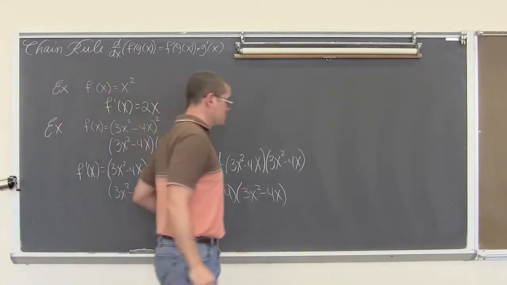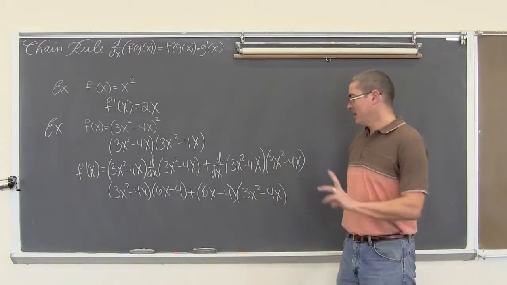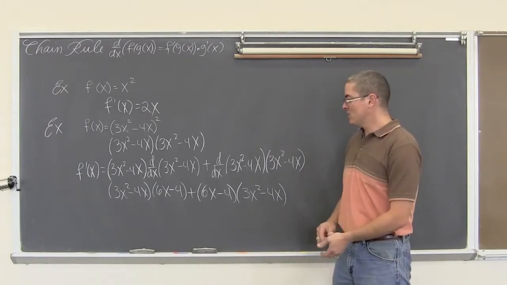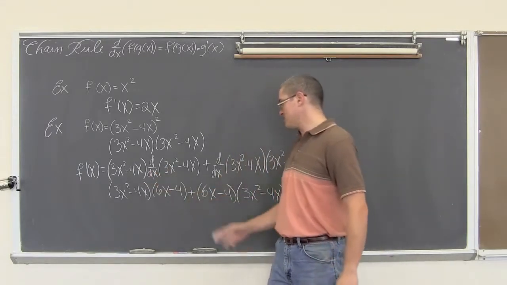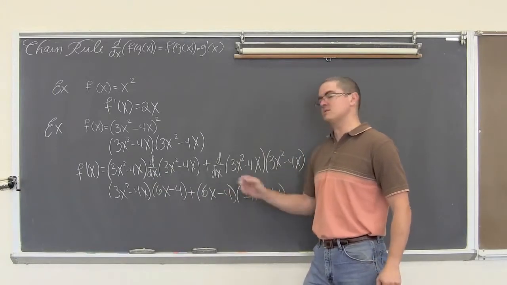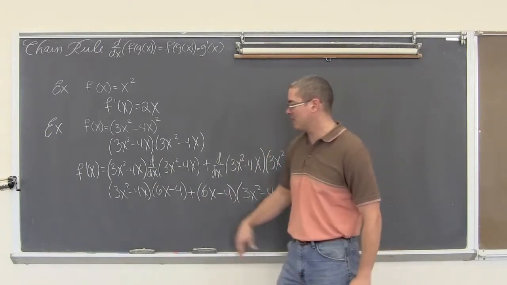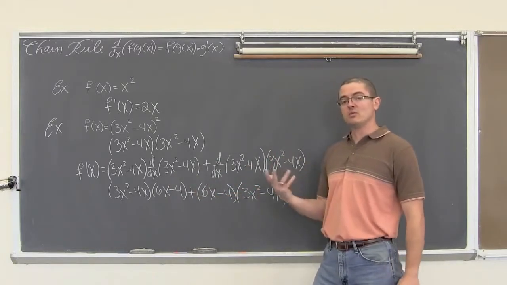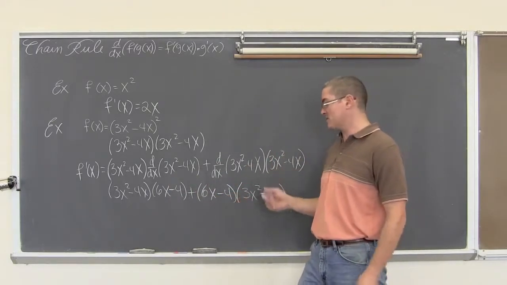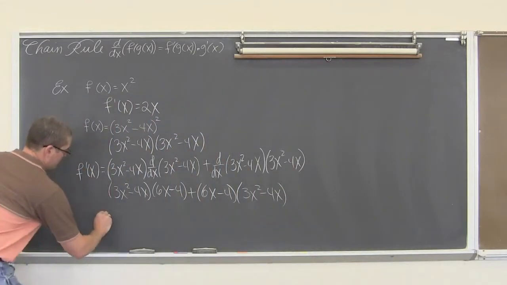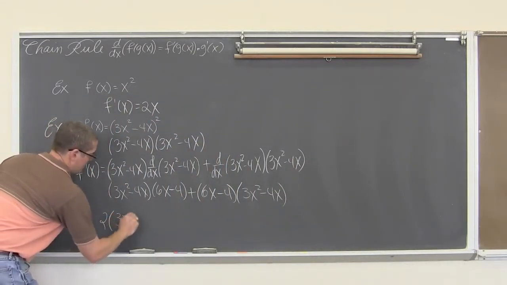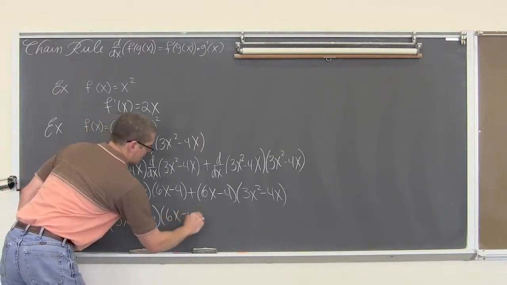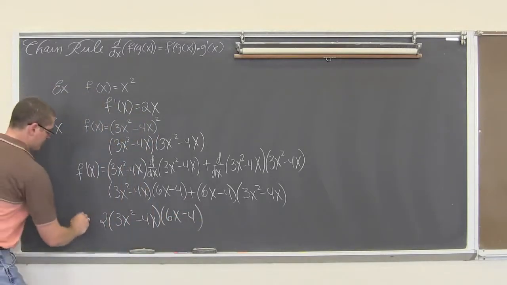Well, now I've got two terms that both have the same factors in them. They're in a different order, but multiplication is commutative. So we have something times something else plus those same two somethings still being multiplied together. If I said xy plus yx, that would be 2xy, and indeed that's what we have here. This comes out to be 2 times 3x squared minus 4x times 6x minus 4.